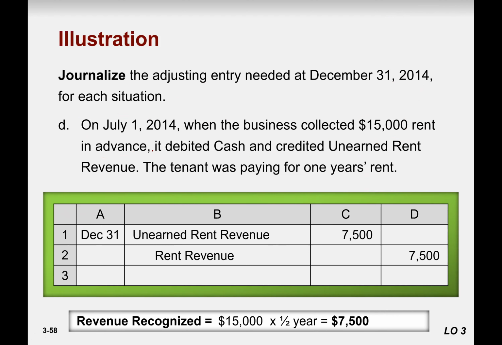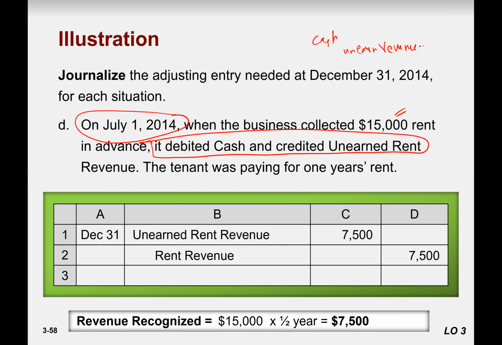Okay, this is basically the journal entry that they did on July 14 when they received this collection against advance rent, right? So the entry would be when they receive the revenue in advance. So when you receive the revenue in advance, cash to unearned revenue, 15,000. So they just mentioned that we made this entry, right?